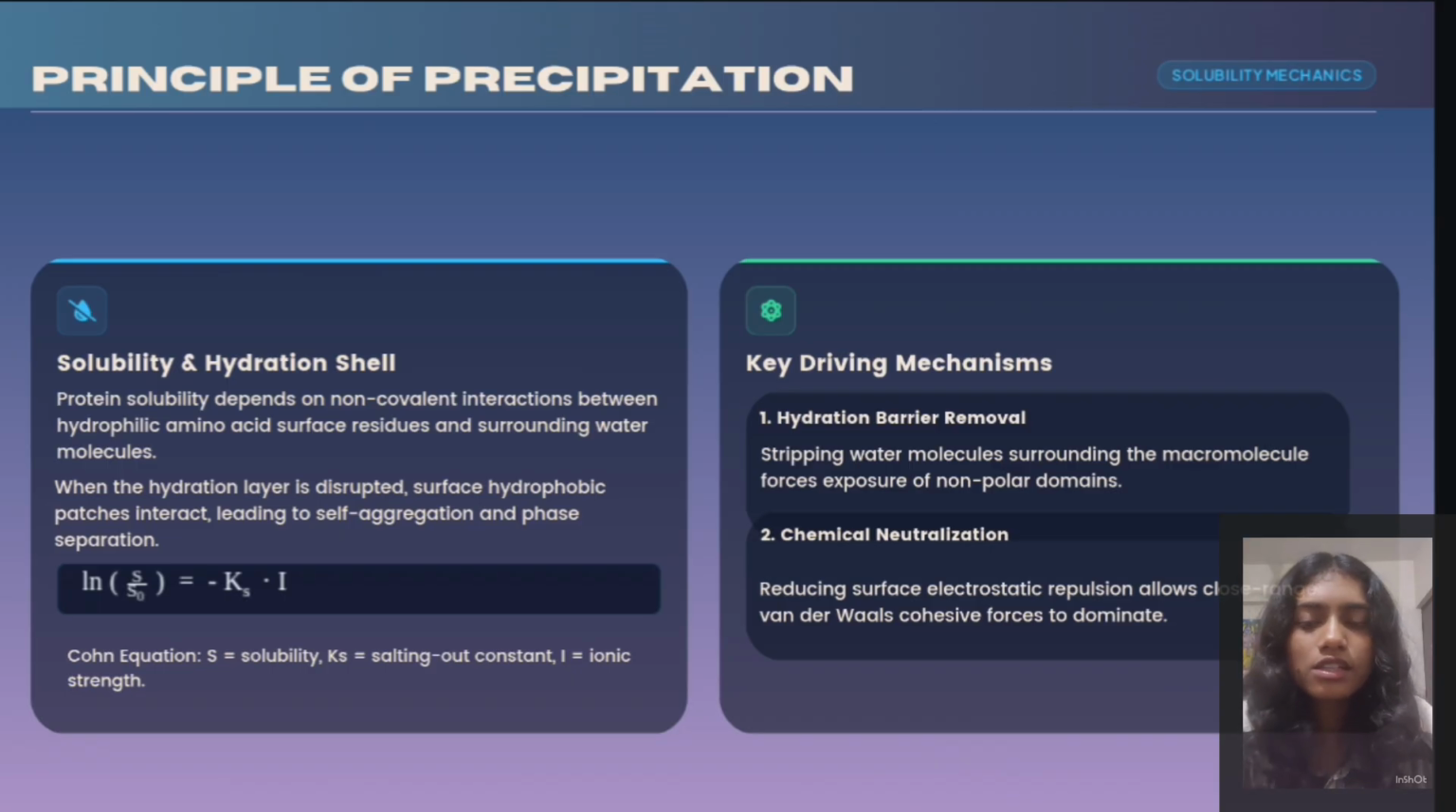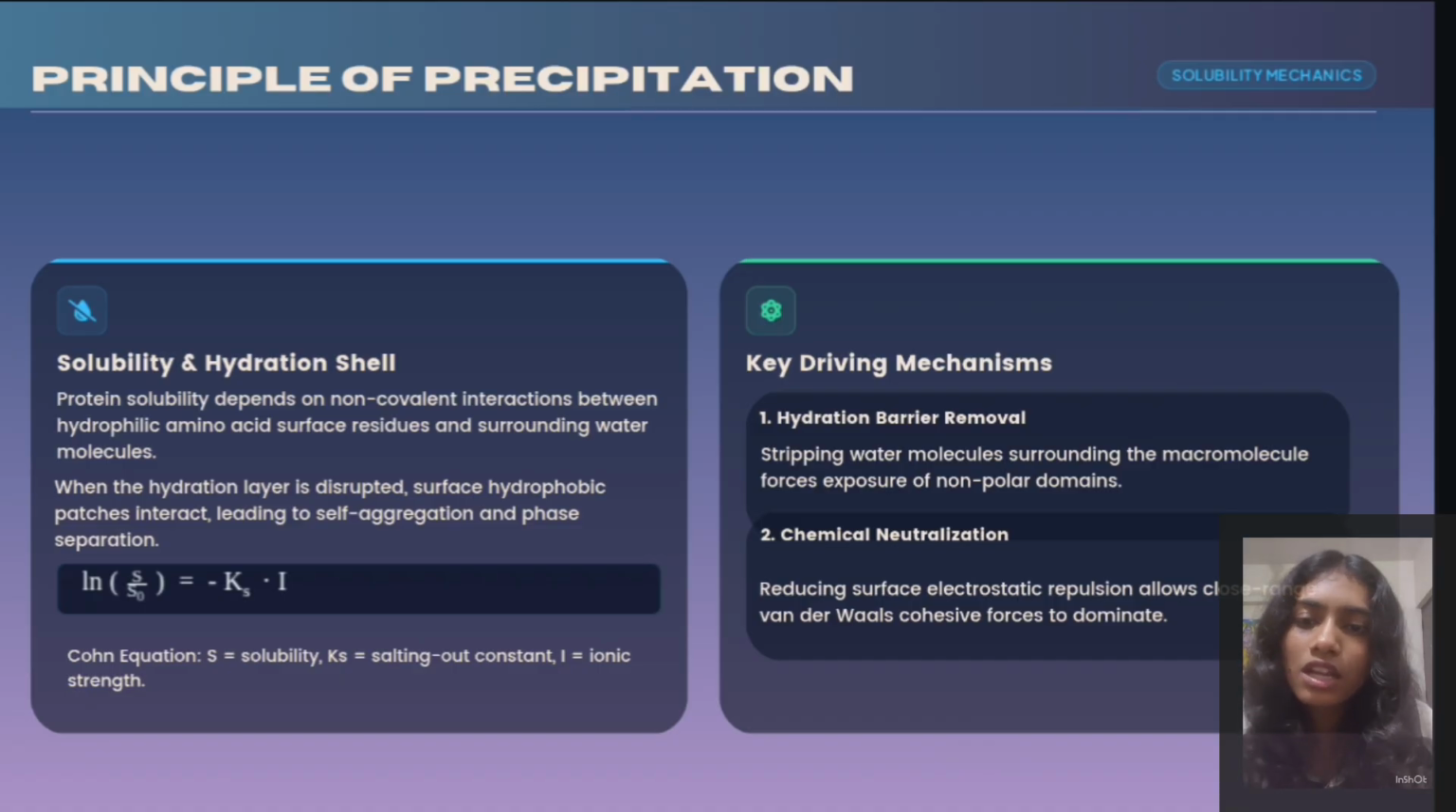Okay. Now before we jump into techniques, let me ask a simple question. Why do proteins stay dissolved in water in the first place? So, in a normal aqueous environment, non-covalent interaction between water and hydrophilic amino acids on the protein surface create a protective hydration shell around the molecule. So precipitation relies on two driving mechanisms to break the shell.